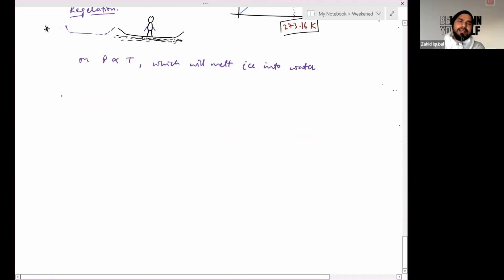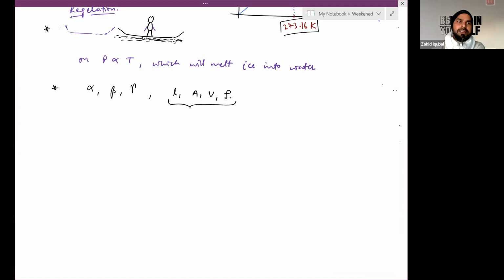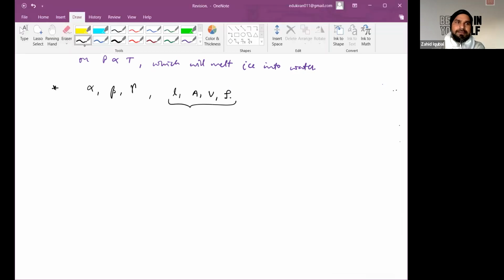Next, there will be numericals on expansion of solids, that is linear expansion, areal expansion, volumetric expansion. You will be asked to derive the relation between alpha, beta, and gamma. And there will be questions related to expansion of length, area, volume, and density. So you may use the formula and try to calculate numericals related to this part.